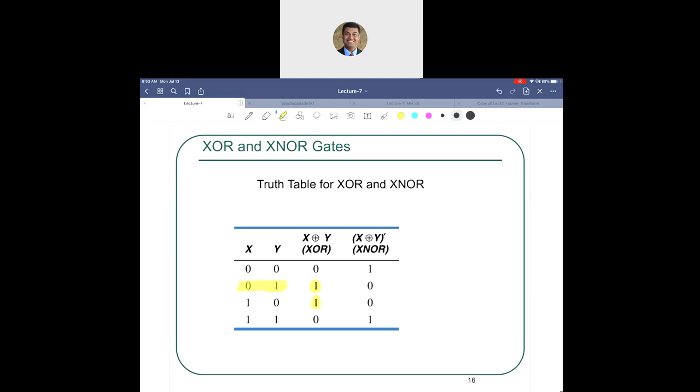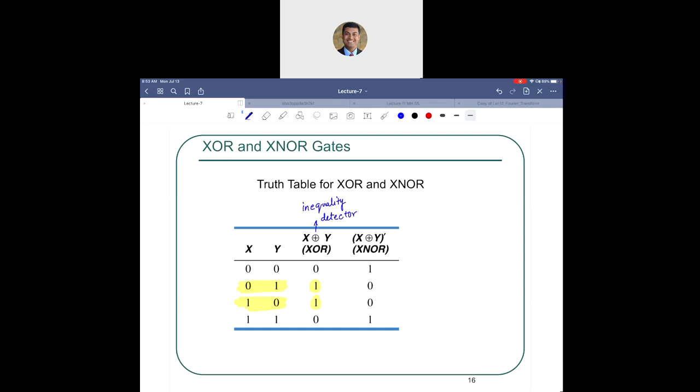Inputs are different here, inputs are different here. So that means that this guy, exclusive OR, is an inequality detector. So it detects when the two inputs are different or not. When they are different, it gives you active, 1 at the output.